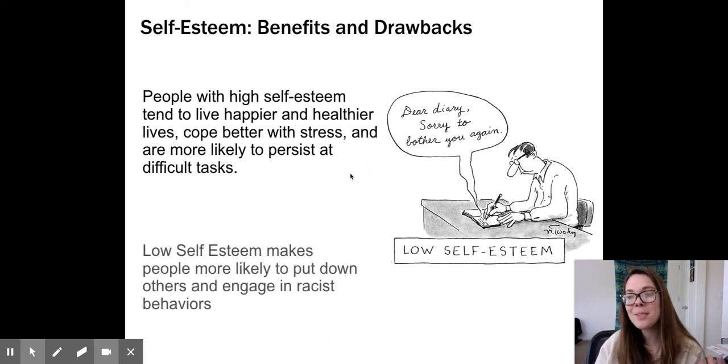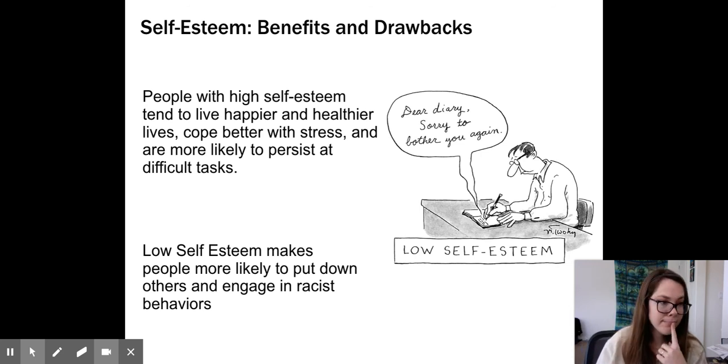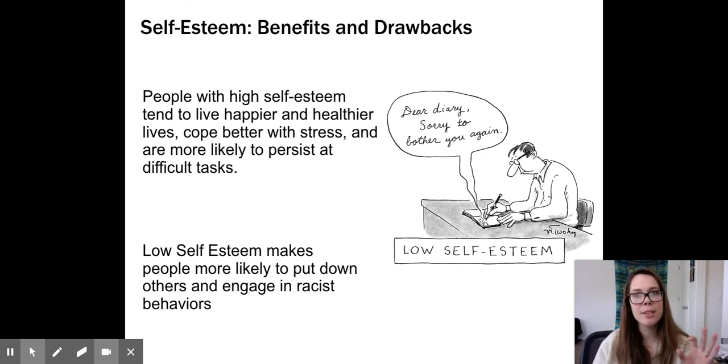And then low self-esteem makes people more likely to put down others and also engage in racist behaviors. Interesting fact. Usually, if we don't have confidence in ourselves, we tend to radiate that to other people, right? And if you have ever heard of people giving off good vibes versus bad vibes, people pick up on that. So anyway, these are the self-esteem benefits and drawbacks.